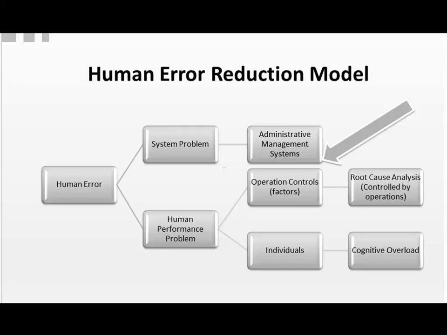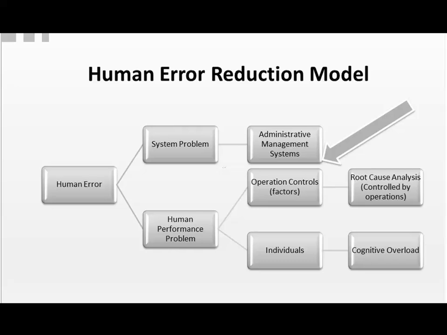As you see, this would be the model that we use, but human error is not a root cause. We start by evaluating if it's a system problem or a human problem, and if it's a system problem, we identify which systems, and the system that applies to procedures is documentation and configuration controls. And then we have the human performance problem, which are the actual operation controls, which is not the system, but the procedures, and then individuals, and then we have some other tools. But I wanted to show you that it's just one of the vehicles that we use for human error reduction.